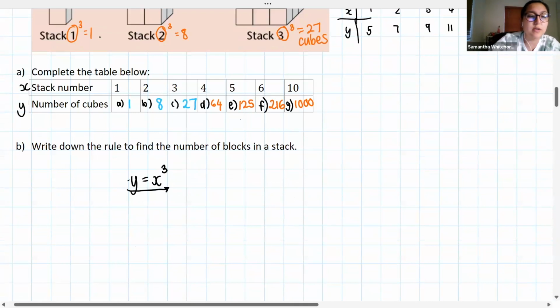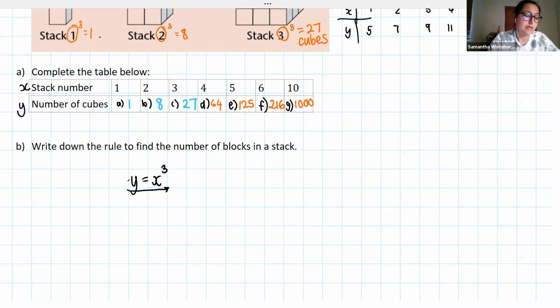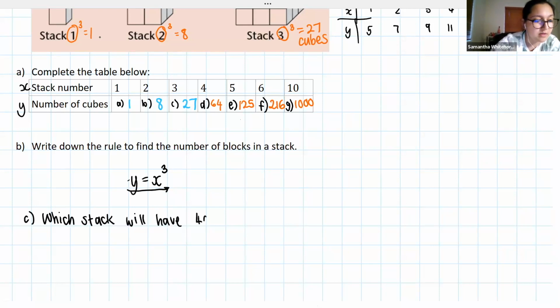All right, so I'm going to give you guys a question here that I want you to try by yourselves. Let's see if we can now take a rule that we have and work with that information. So, which stack will have 4,096 blocks?